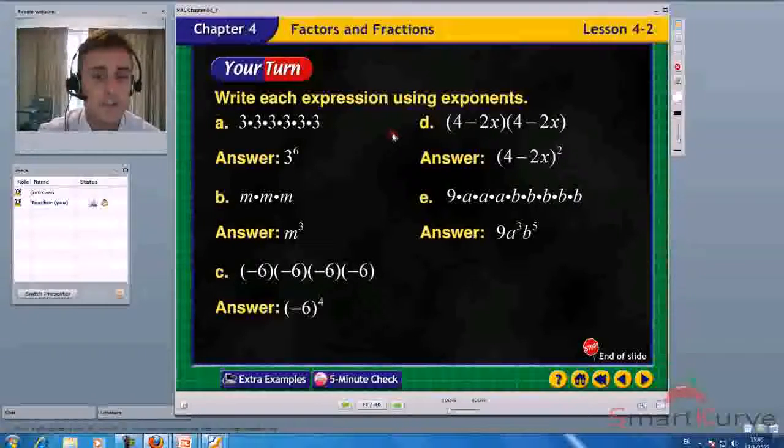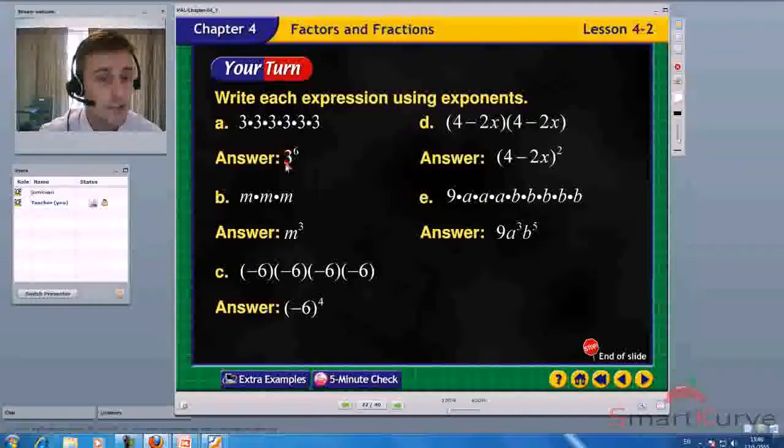Write each expression using exponents. 3 times 3 times 3 times 3 times 3 times 3. Well, they have the same number, 3, so 3 is the base, and the number of times it is present is the exponent. 1, 2, 3, 4, 5, 6. 3 to the 6th. (4 minus 2x) times (4 minus 2x). Well, the base is 4 minus 2x, and it appeared twice. So 4 minus 2x squared.